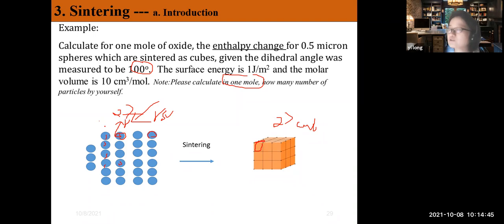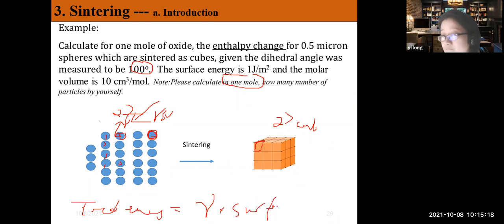So how can we get the total energy? For each of them, what is the surface energy? Gamma SV times what? Gamma SV times surface area. So the total energy equals gamma times the surface area. What is the surface area of one of these particles? It's just 4 pi r squared, right? 4 pi r squared, okay?